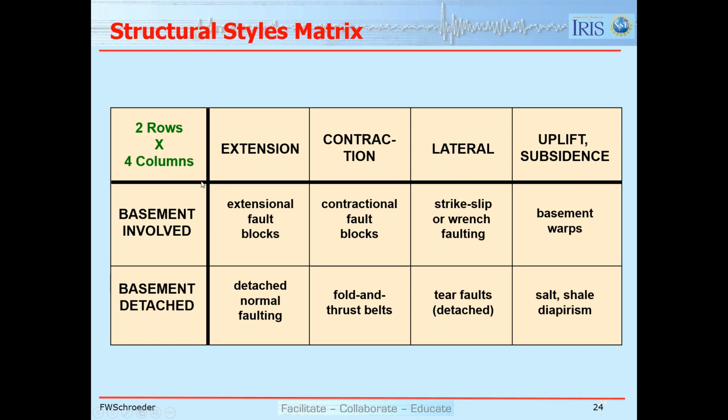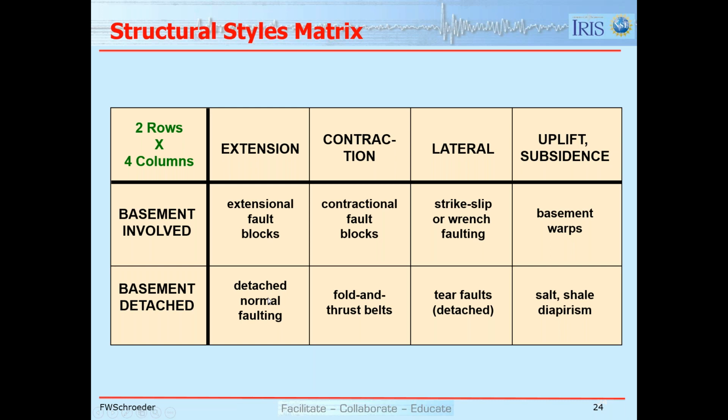The structural styles you can think of as a two row by four column matrix. Across the top, I have the type of tectonic process: extension, contraction, lateral or strike slip, and regional uplift or subsidence. And on the two rows, I have basement involved, which is short for basement involved faulting, or basement detached faulting. So by putting this matrix together, four by two, I end up with eight pigeonholes, such as extensional fault blocks where the fault offset basement, or detached normal faulting, where I have extensional faults, but they do not go down to basement.